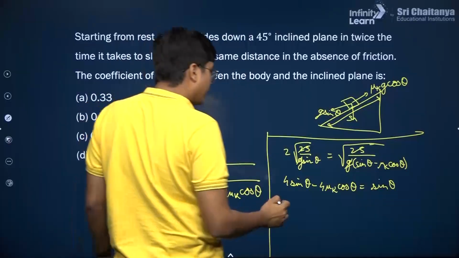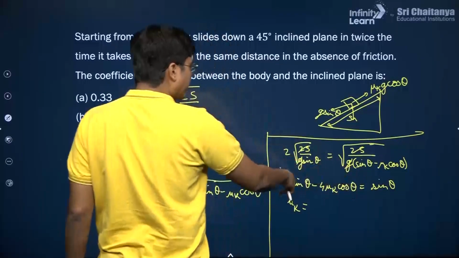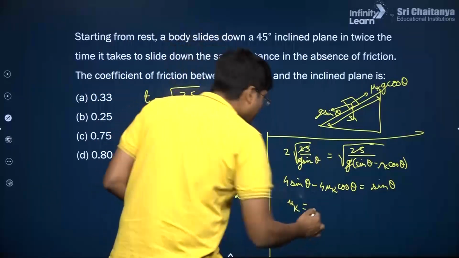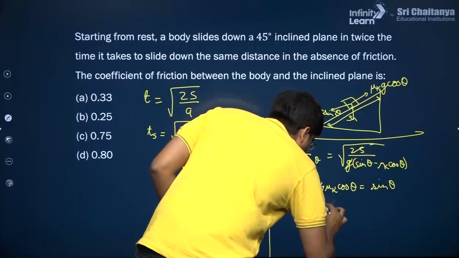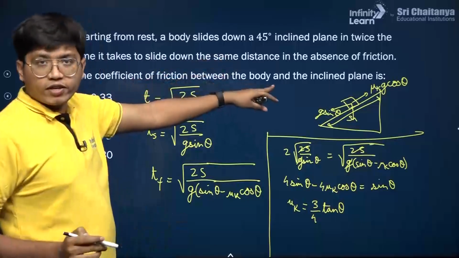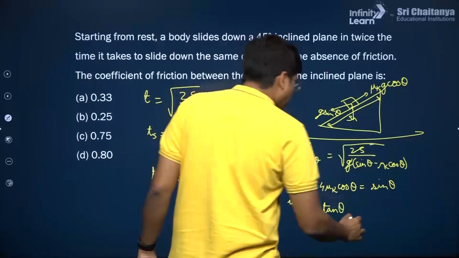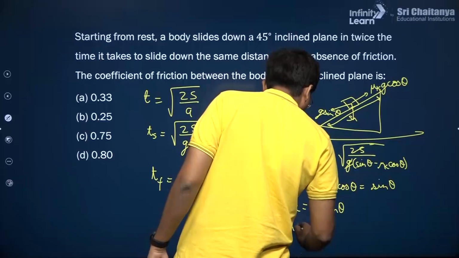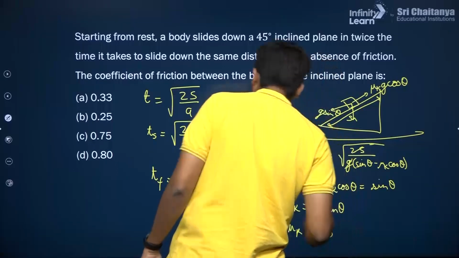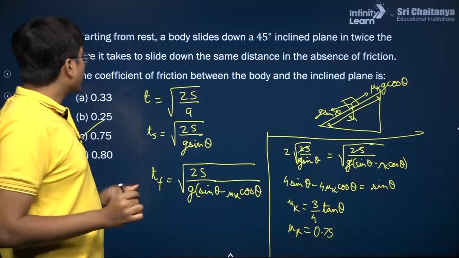So that will effectively give me mu k is equal to 4 sine theta minus sine theta makes it 3 sine theta divided by 4 cos theta, that is 3 by 4 tan theta. Now theta value is provided as 45 degree, where we know tan of 45 is 1. So mu k would just be equal to 3 by 4, that is 0.75. So correct option is option C. Let's look at the next one.